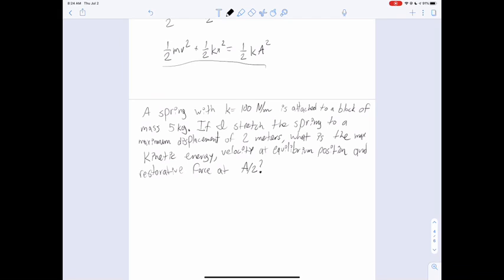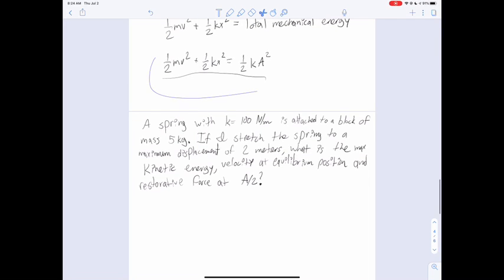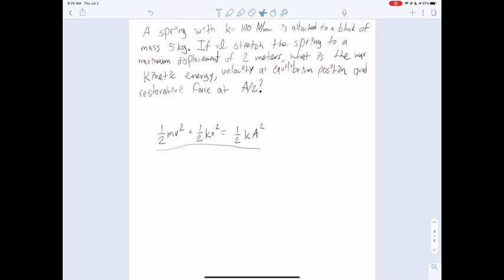We're gonna start off by figuring out what the maximum kinetic energy is. And now this should be fairly easy to solve using the equation that you can see above that I introduced, because it says that the spring is stretched to a maximum displacement of 2 meters. So we know what our A is. We know what our spring constant k is. Okay, so this means we should be able to plug in our values to find out what our maximum kinetic energy is. Why? Because our maximum kinetic energy is going to be equal to our maximum potential energy.